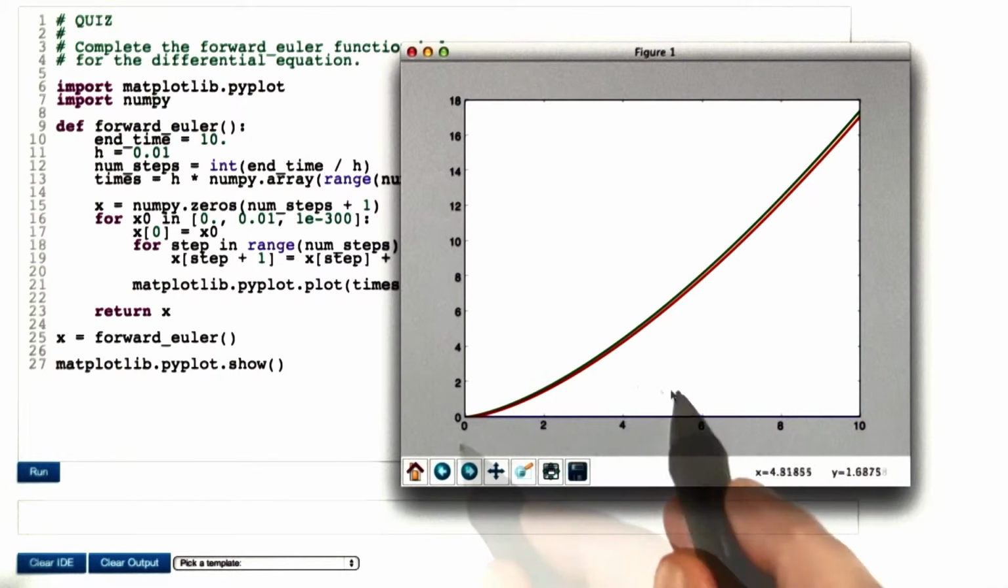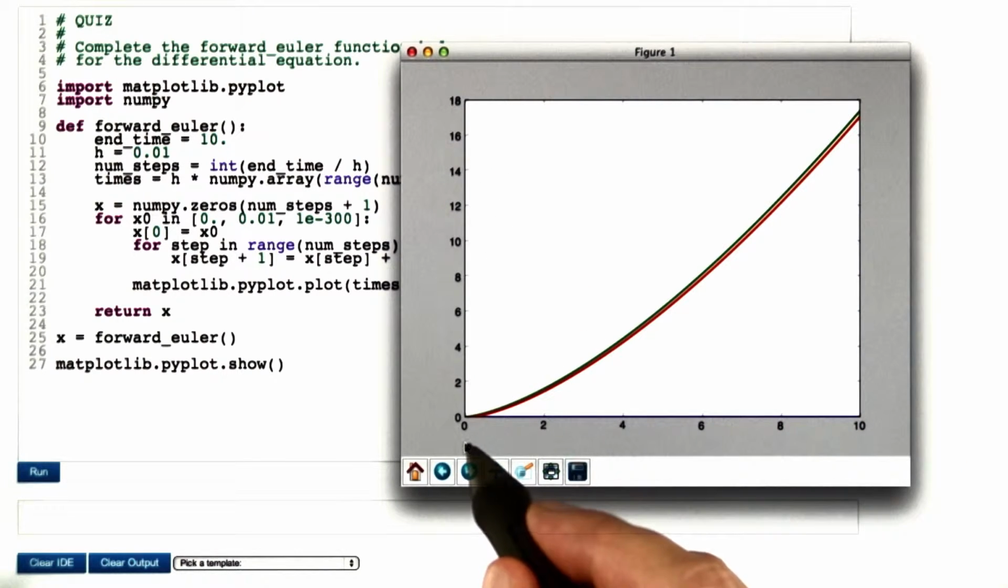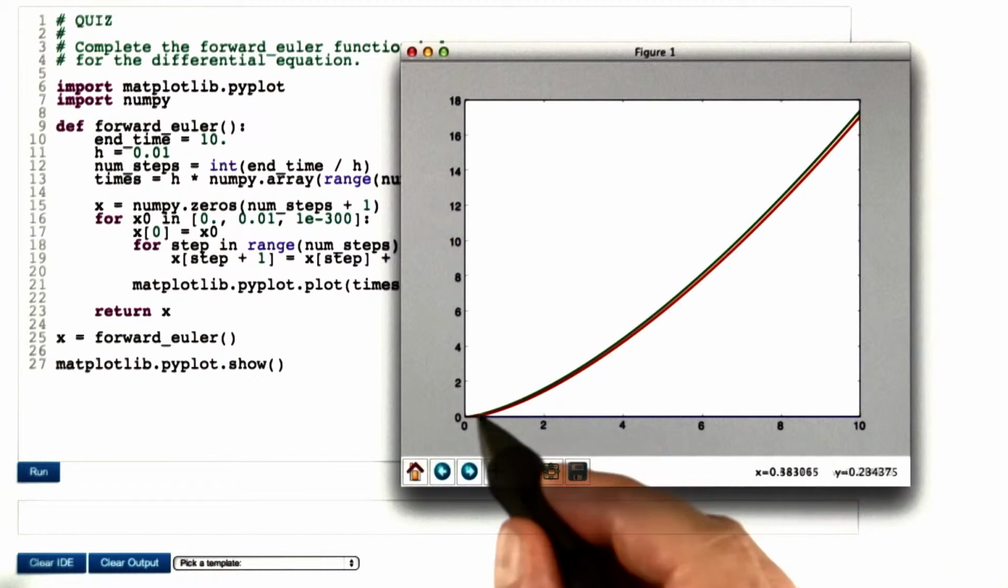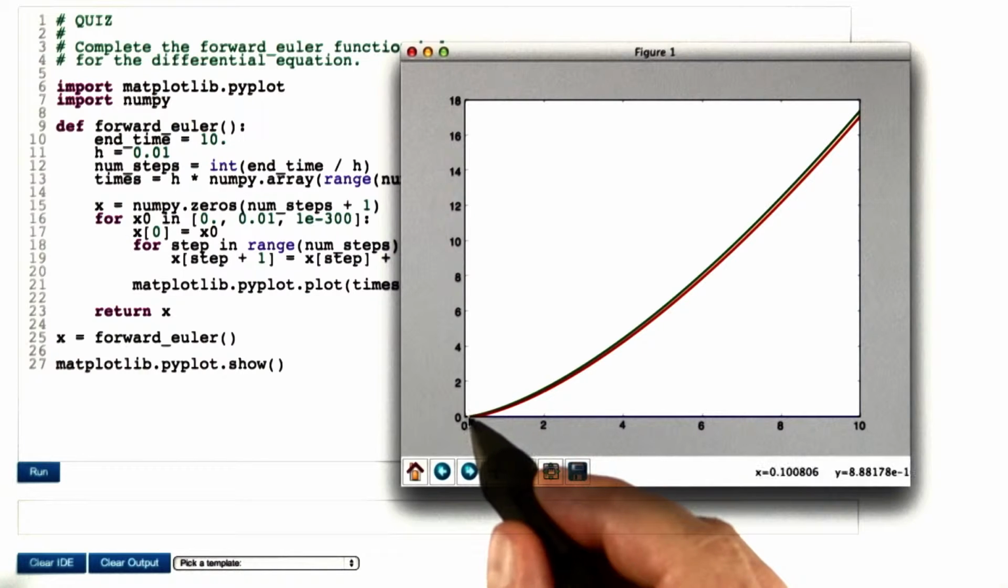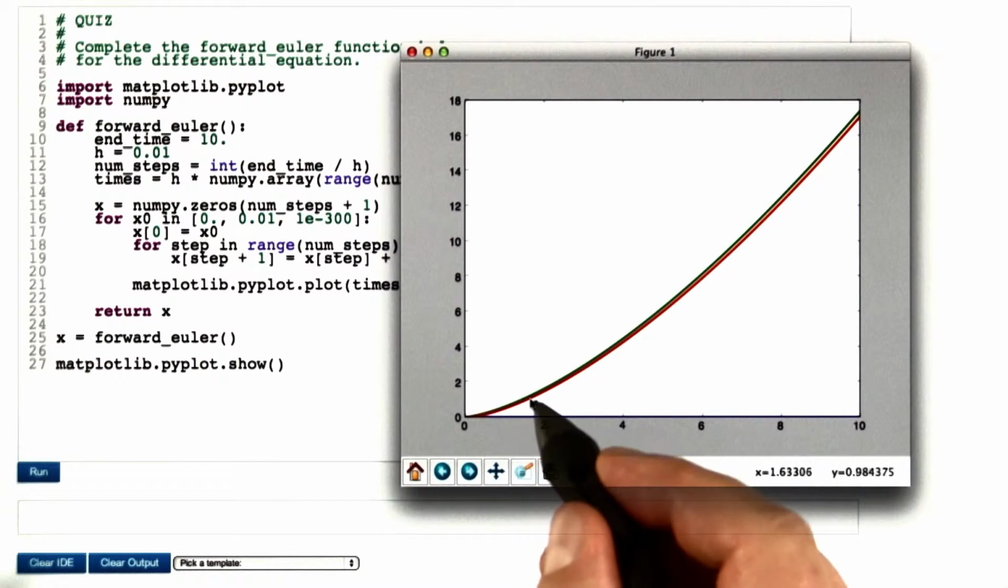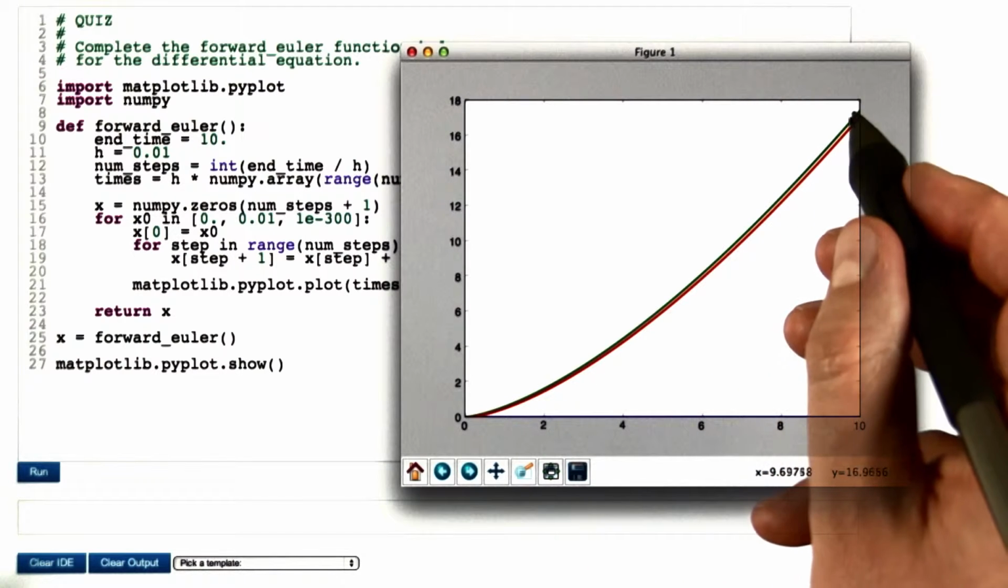And here's the result. If we start with an initial value of 0, the result stays at 0 all of the time. But if we start with a positive number that's ever so slightly above 0, such as 10 to the minus 300, we get a completely different evolution.